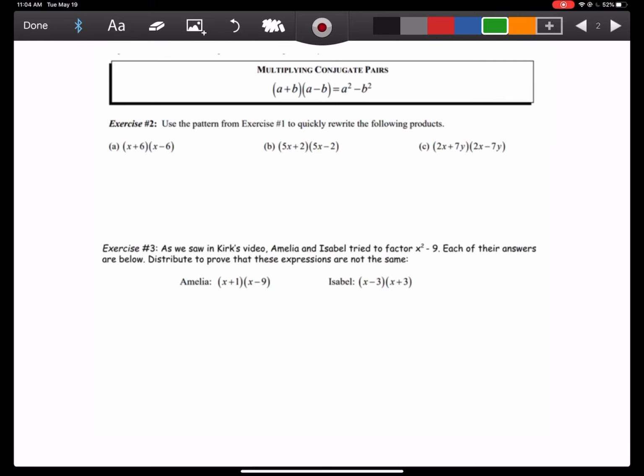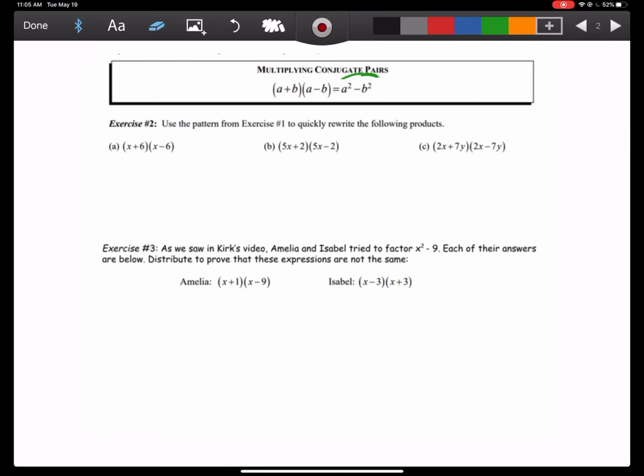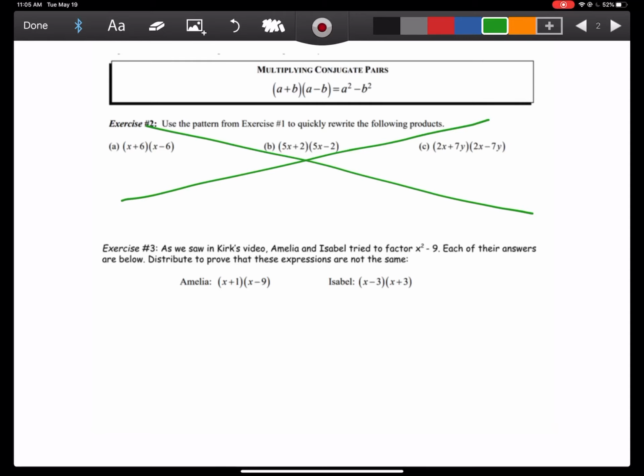Okay, here we go. I just kept this part up here in our notes so we could reference it whenever we needed to. We're checking to make sure that we have conjugate pairs so that we can get the difference of two perfect squares. Here we go. Exercise 2, that's the one we just did, so that was an accident. We don't need to do that again. Let's jump down to exercise 3.